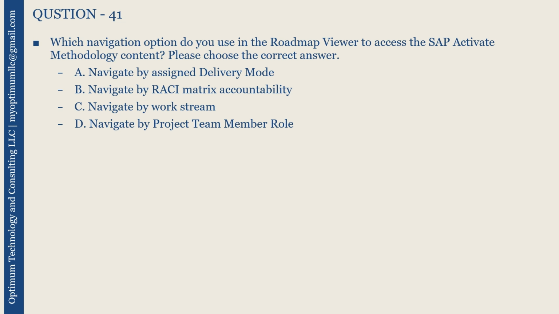Question 41. Which navigation option do you use in the roadmap viewer to access the SAP Activate methodology content? Please choose the correct answer. A. Navigate by assigned delivery mode. B. Navigate by RACI matrix accountability. C. Navigate by work stream. D. Navigate by project team member role.